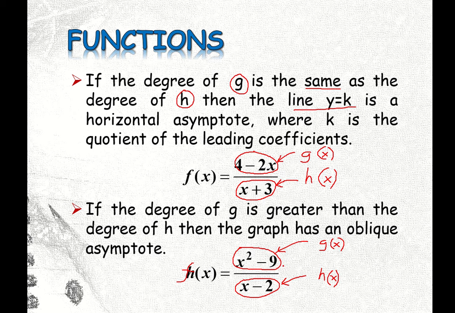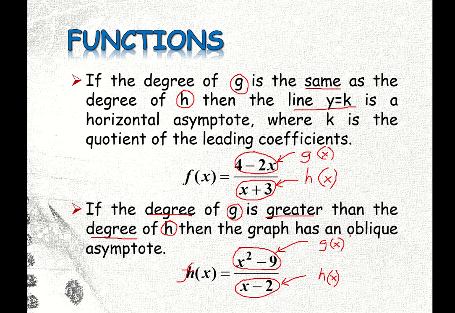So if you look at the degree now, the degree here is 2, the degree here is 1. So we can say that the degree of G is greater than the degree of H. So what is the asymptote? The asymptote would be an oblique.